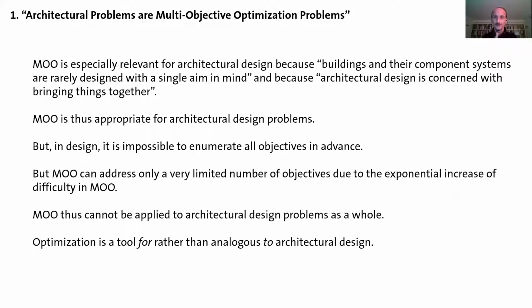And so this is already where this analogy with multi-objective optimization breaks down, because in multi-objective optimization we need to, of course, enumerate all of the objectives quantitatively, and in fact, from a practical standpoint, we cannot have too many objectives, because the difficulty of multi-objective optimization increases exponentially in the number of objectives. So in a practical sense, in my experience and from my reading of the literature, I would recommend to not try and optimize more than maybe 2 or 3 objectives. And therefore, optimization is a tool for rather than analogous to architecture design.